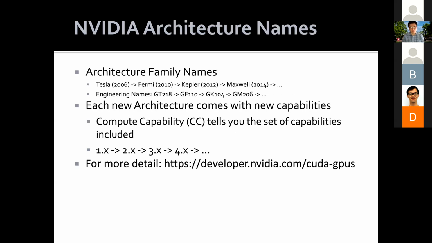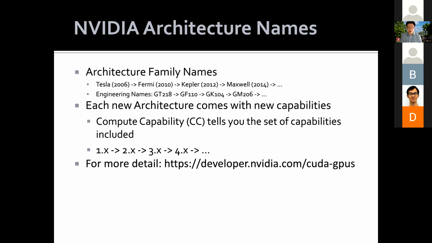And for the different GPU architectures, as I mentioned, they develop very fast. Every year, or maybe every half year, a new architecture or generation is released. For the different versions of the architectures, there is a concept called compute capability. That means some generations or versions of the GPU share the same set of capabilities.